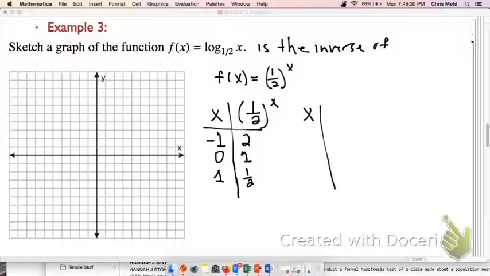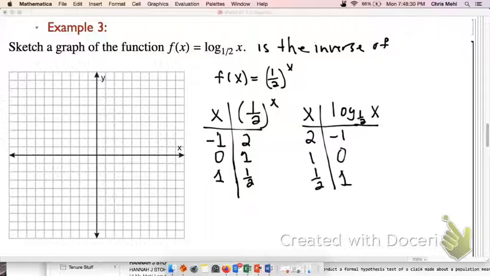So now, if you make a table for log base 1/2 of x, the only thing that's going to happen here is that the x and y coordinates are going to be swapped. So any x value becomes the y value, and any y value becomes an x value. Now I can plot these 3 points, so I could go 2 to the right and 1 down. At this point, I could go 1 to the right and 0 units up or down. And then I can go 1/2 unit to the right and up 1 unit. That would be about right there.